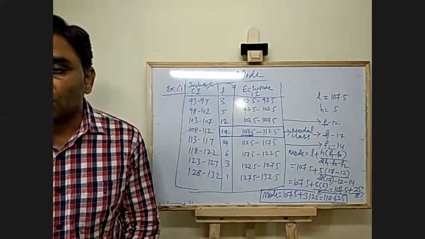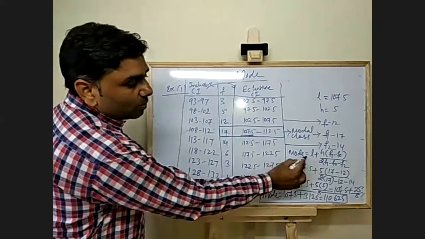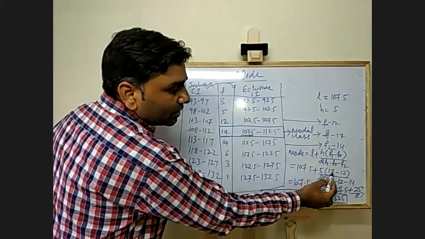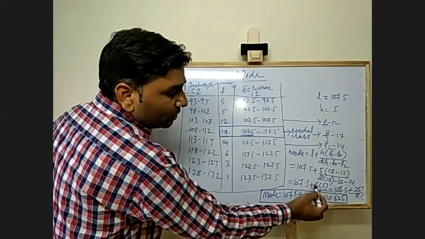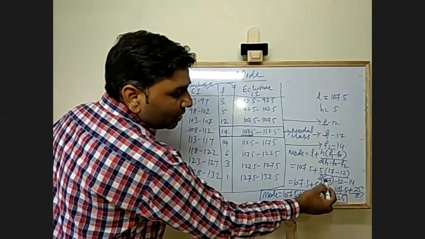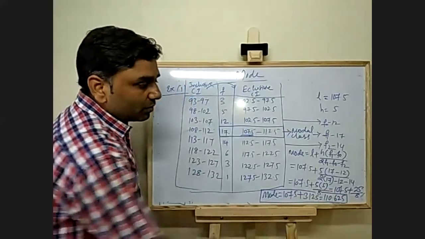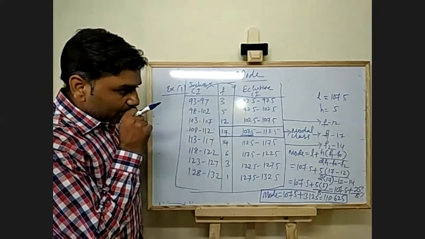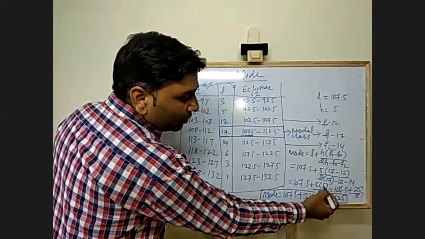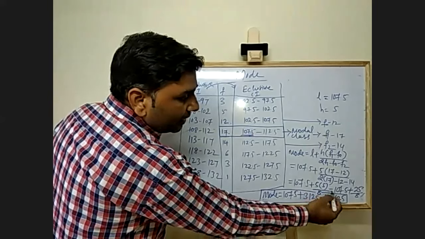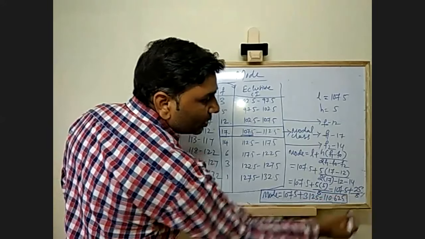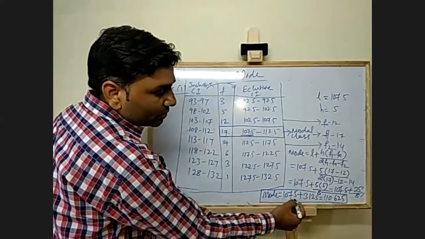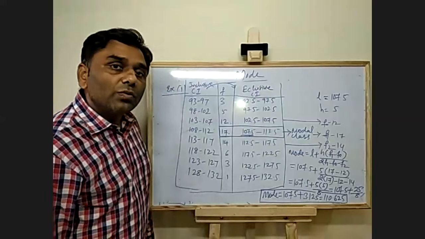What did you do? You took the formula, you replaced all values. 5 into 17 minus 12 is 5. 5 into 5 is 25. Bottom, 17 into 2 are 34. Minus 12 minus 14 will give you 8. So 5 into 5 divided by 8. So 107.5 plus 25 divided by 8 is 107.5, 3.125.